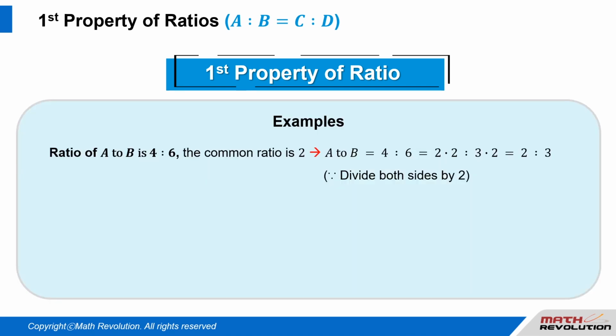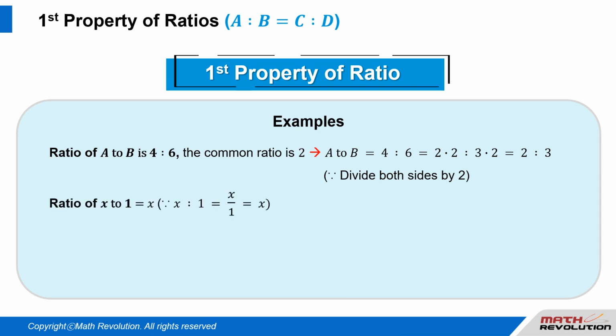For example, if the ratio of A to B is 4:6, and the common ratio is 2, then A to B equals 4:6, which equals 2 times 2 is to 3 times 2, which equals 2 is to 3, since we divided both sides by 2 to get 4:6 equals 2 is to 3.